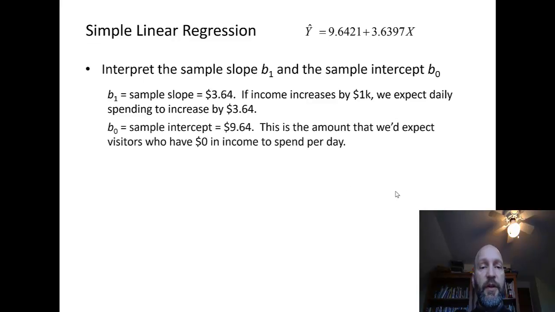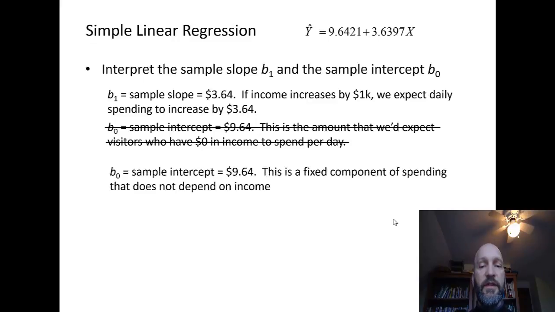The intercept, on the other hand, which we have here is $9.64, should be the amount that we expect people to spend if they make $0 in income. Now that doesn't really make sense here, because if people have zero income, they won't have any money to spend. And so a better way to think of this is just as a fixed component of spending and does not depend on the income.